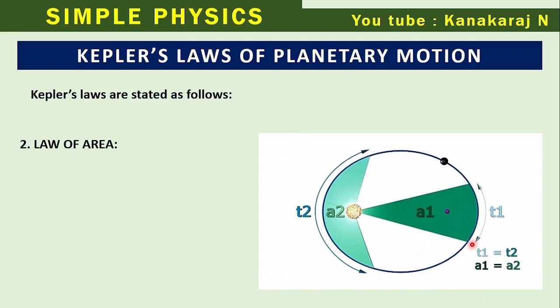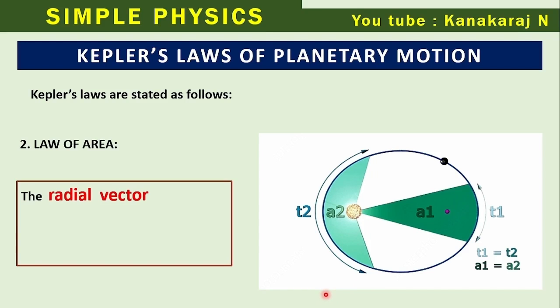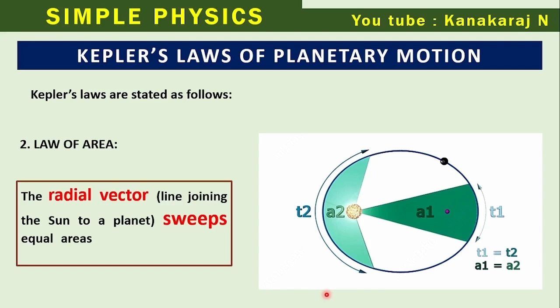As the planet goes slower, it covers less arc length at the aphelion position where it has the largest radius vector. Near the perihelion position, it goes faster and covers larger arc length, and it has the lowest radius vector. Let us learn the law. The radial vector, the line joining the Sun and a planet, sweeps equal areas in equal intervals of time.